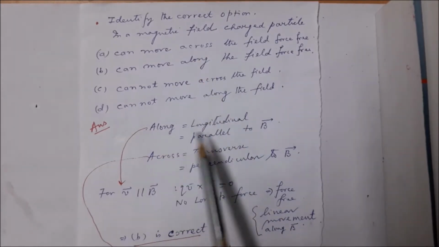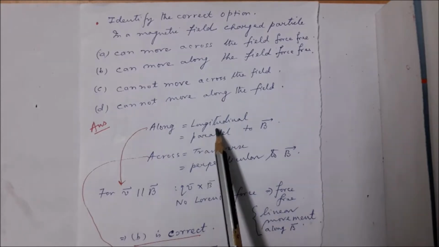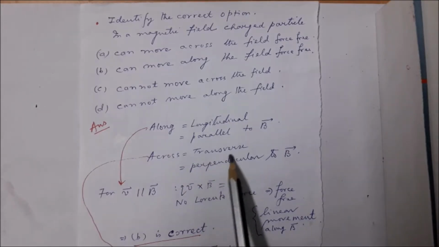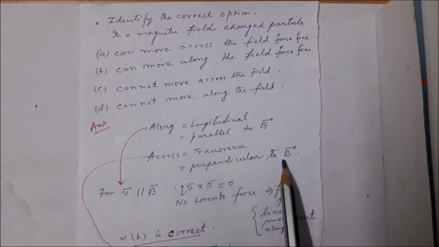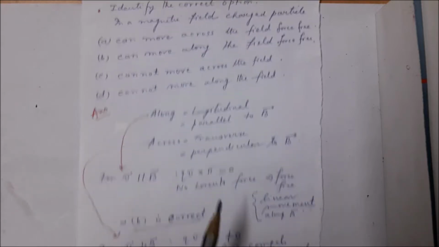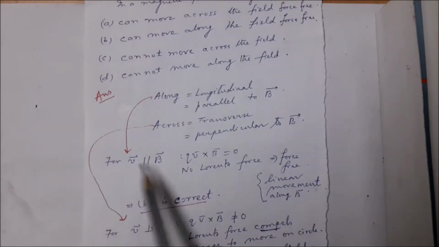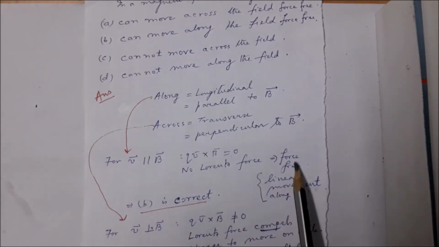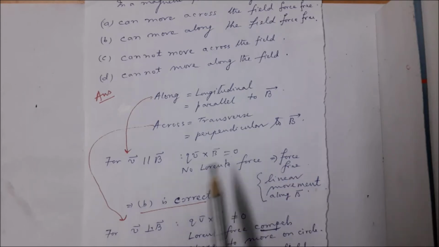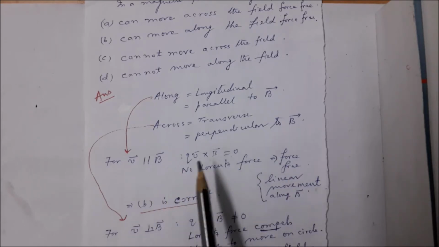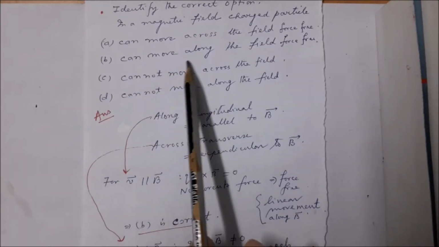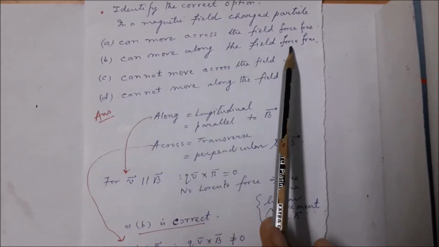Now along means longitudinal or parallel to B, while across refers to transverse movement or perpendicular movement with respect to B. Now for parallel entry, V cross B is 0 and there is no Lorentz force, so it is a force free situation. So the particle can move along, that is parallel to the field, in a force free situation. So option B is correct, can move along the field force free.